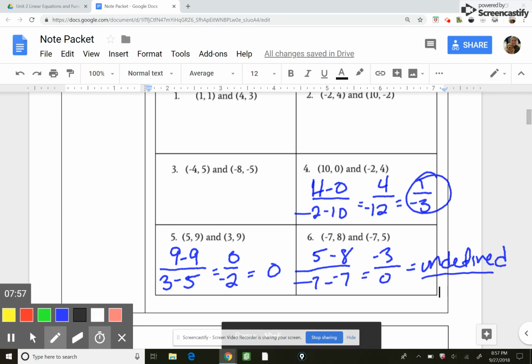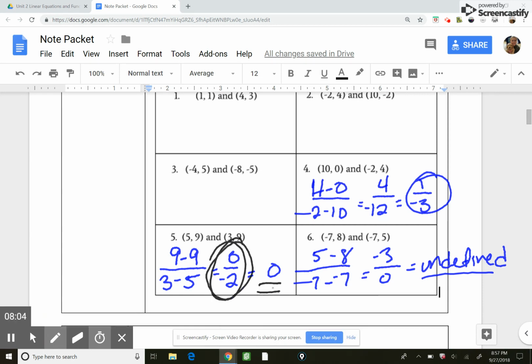With this, if you type this in your calculator, it's going to tell you 0. If you type this in your calculator, it's going to say error. So if it says error, that means undefined. It will literally tell you 0 when it's 0.